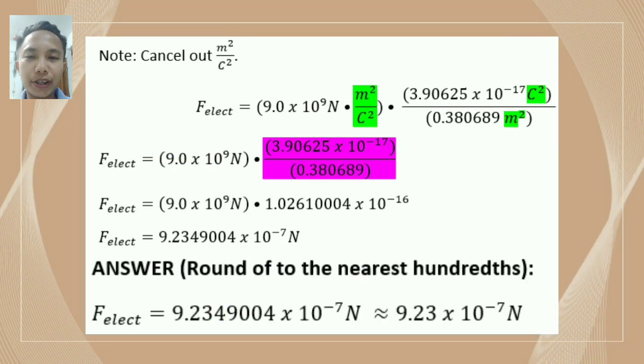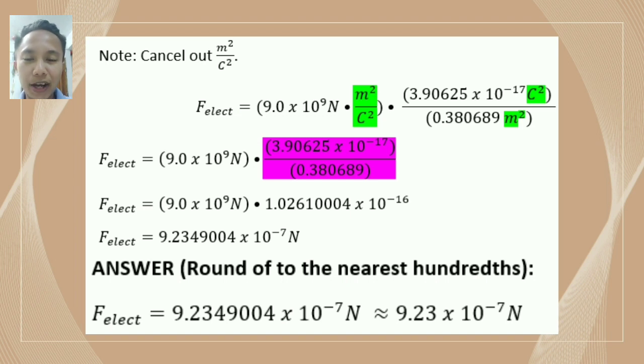Now let's all remember to cancel out units. The unit of Newton will be the only unit remaining from the Coulomb's law constant. Now, for the final act, divide 3.90625 times 10 to the power of negative 17 by 0.380689, and you'll get 1.0261004 times 10 to the power of negative 16.